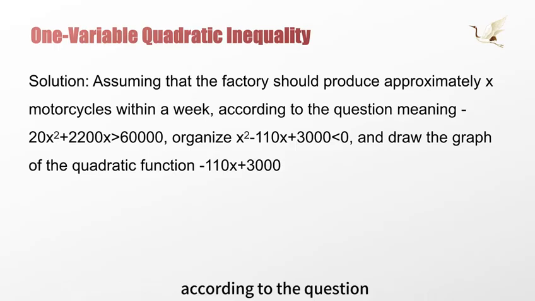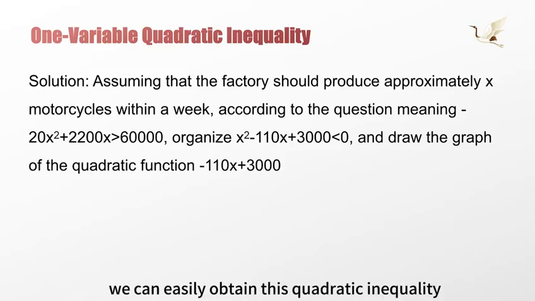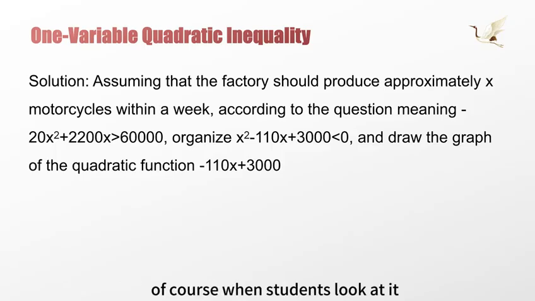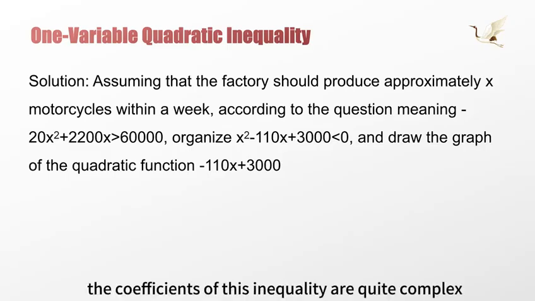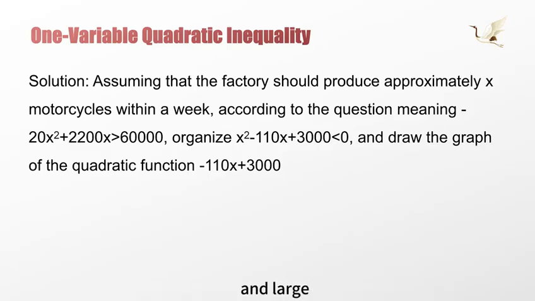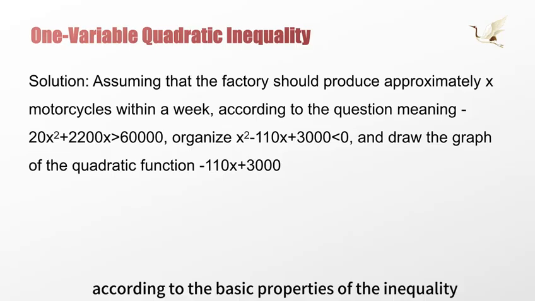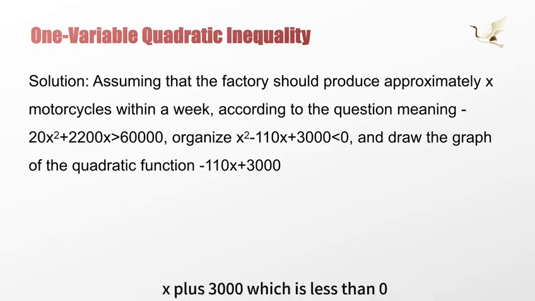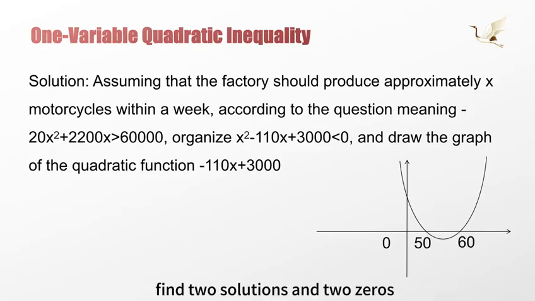According to the question, we can easily obtain this quadratic inequality. Our goal is to solve for the range of x values in this quadratic inequality. Of course, when students look at it, they realize that the coefficients of this inequality are quite complex and large. To simplify the calculation, we can equivalently simplify it. According to the basic properties of inequalities, dividing both sides by -20 yields x squared minus 110x plus 3000 is less than 0.